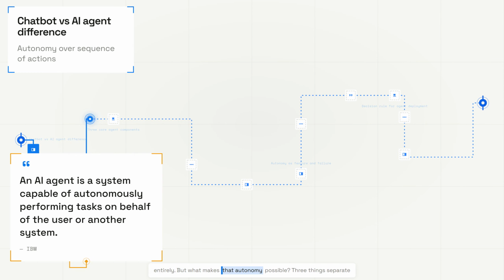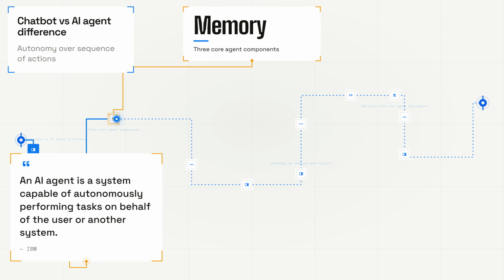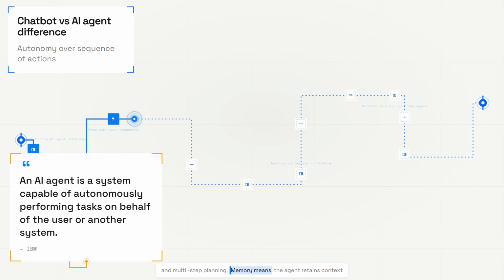But what makes that autonomy possible? Three things separate an agent from a chatbot: memory, tool use, and multi-step planning. Memory means the agent retains context across the task, not just from the last message. Tool use means it can connect to external systems, things like your CRM, your calendar, your email. Multi-step planning means it sequences actions logically to reach the goal.